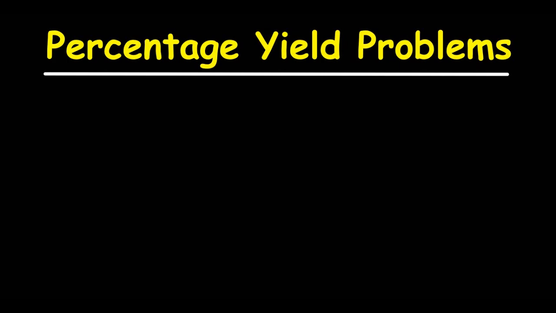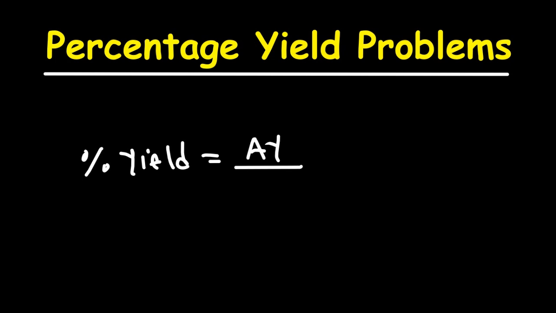Let us look at percentage yield problems. Before we can do that, let us define what percentage yield is. We know that percentage yield is given by actual yield divided by theoretical yield, and then we multiply by 100%. This is the formula that we use to find the percentage yield.